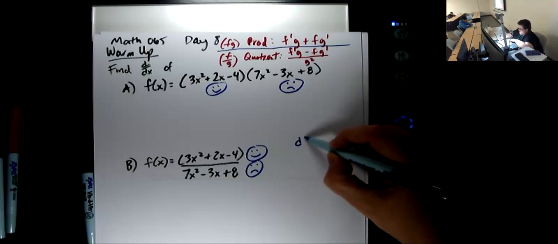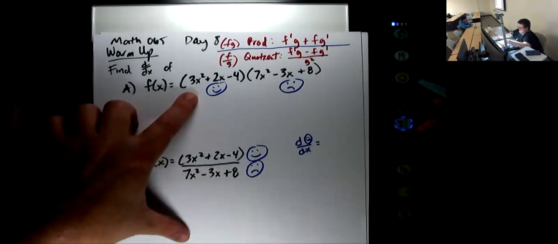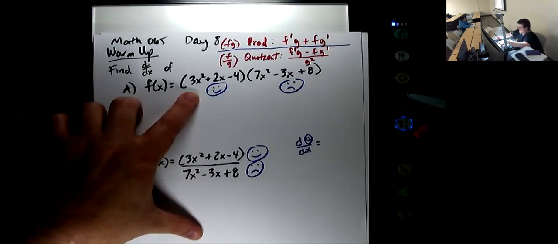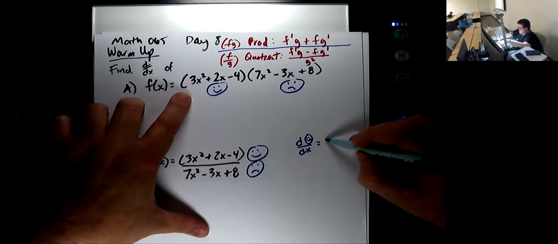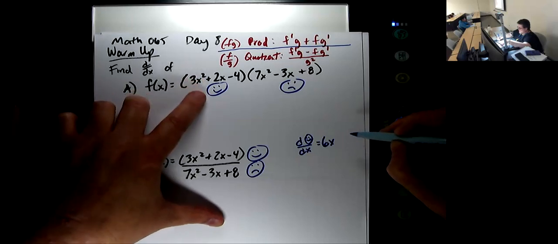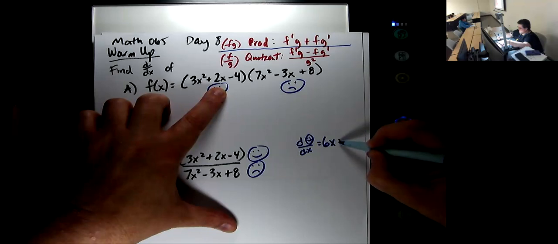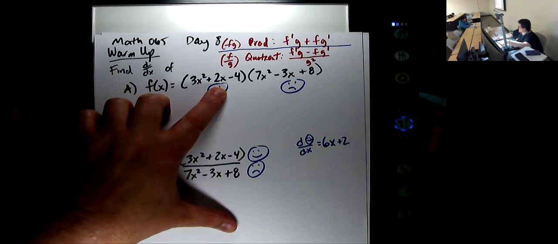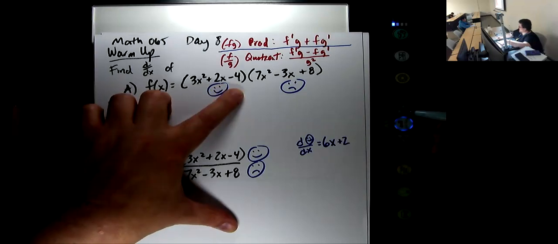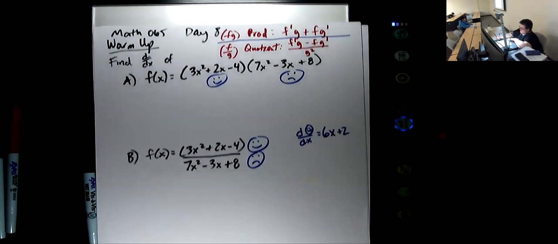So d smiley face dx, I want to take the derivative of this with respect to x. On the 3x squared, the 2 comes down, multiplies by the 3, and I have 6x. The power drops by 1: 2 minus 1 goes down to 1, so we don't write it. On 2x, the power is 1, so we bring the power down. 1 times 2 is 2. The power drops from 1 to 0, x to the 0 is 1, so we don't have any x's left. The 4 goes away. It's a constant, so it doesn't change with respect to x. So that's d smiley face dx.